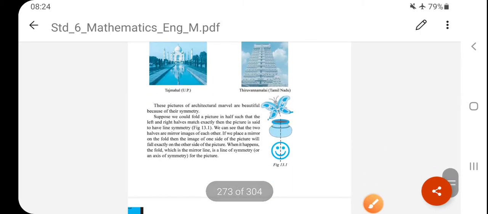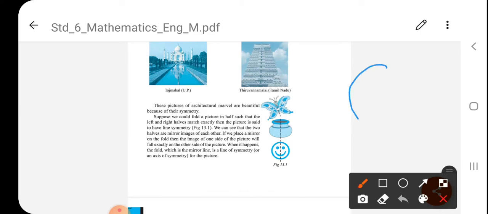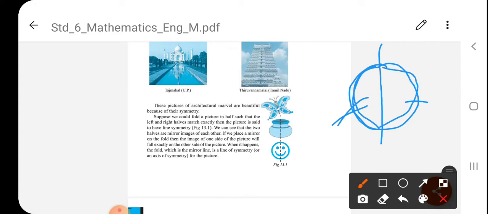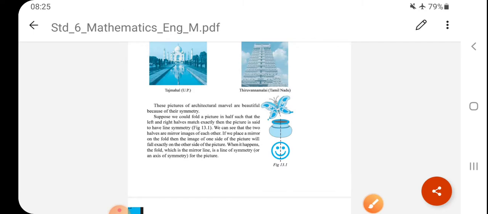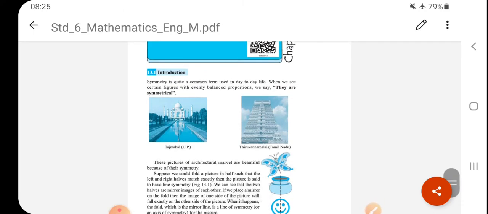For example, here a circle is given. You have to assume it's a proper circle. If you fold this circle, you can see both the parts are equal to each other, and the part on the left hand side exactly covers the part on the right hand side. Understood? So this word symmetry is the most common word that is used in day-to-day life.